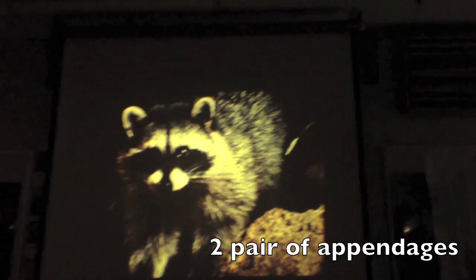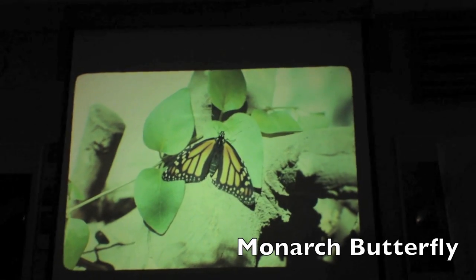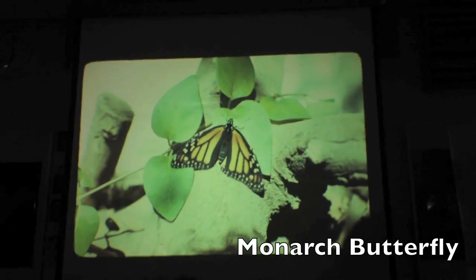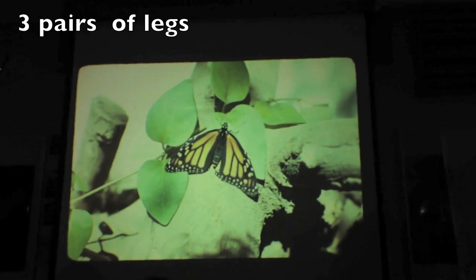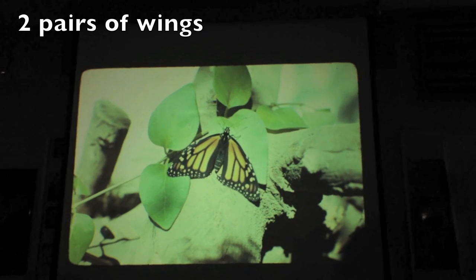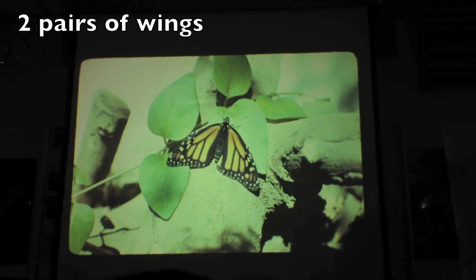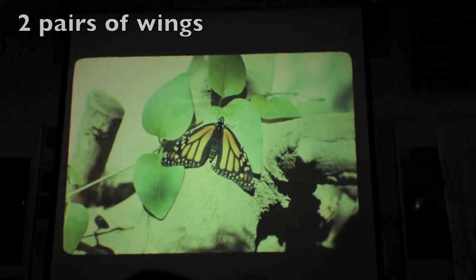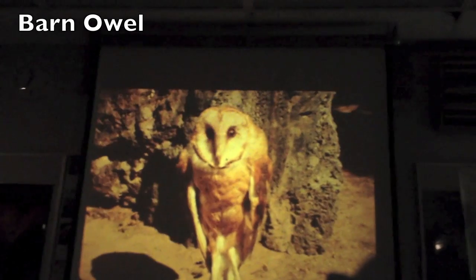Wow. Yeah. Monarch butterfly. How many pairs of legs? 3. How many pairs of wings? 2. Stupid looking barn owl. Barn owl on drugs.